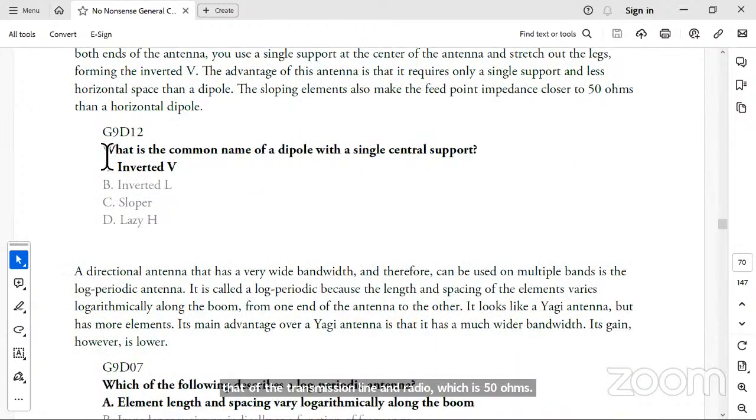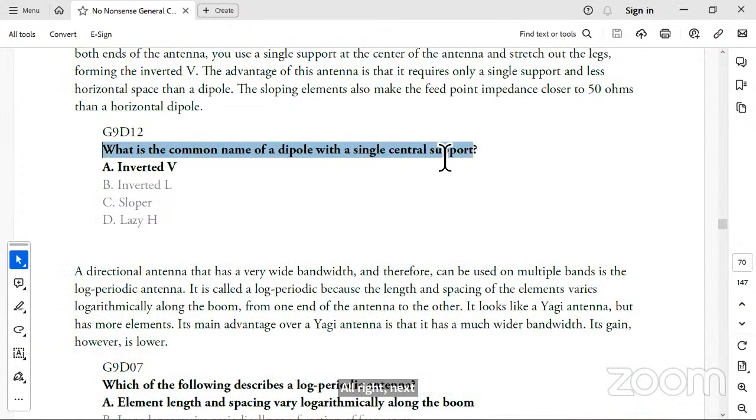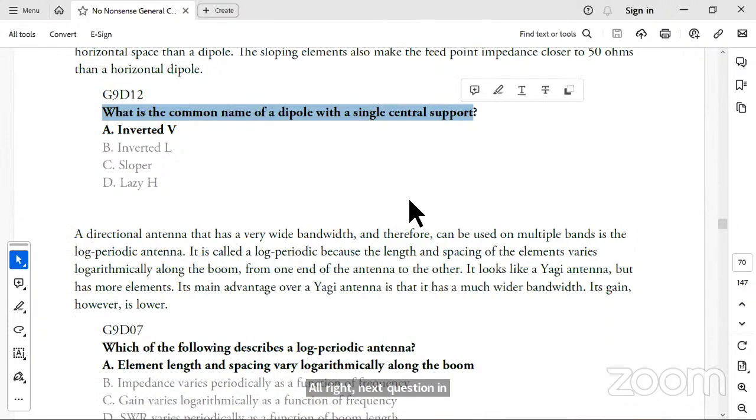All right, next question in the question pool. What is the common name of a dipole with a single central support? So we showed a diagram of the regular dipole, half-wave dipole, and then we showed where we support it in the center. It's called an inverted V.